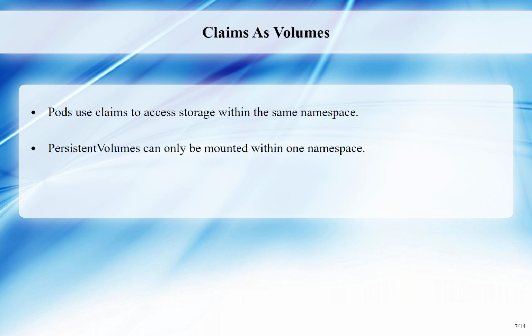The volume is then mounted to the host and the pod. Persistent volumes are exclusive, so claims with many modes can only be mounted within one namespace. Persistent volumes typed as host path use a file or directory on the node for storage.